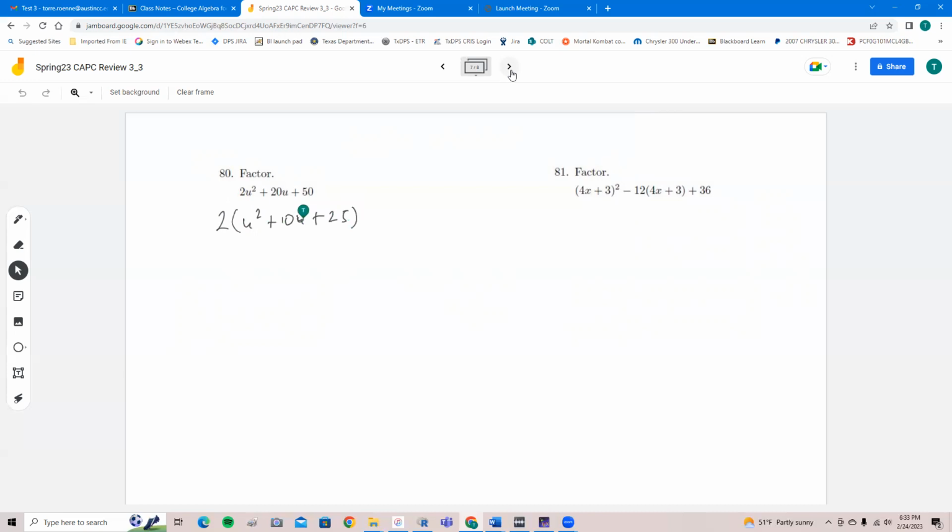Now, pretty much the only option is the AC method. So in that case, the leading coefficient is 1. The B coefficient is 10. The constant one is 25. A times C is 1 times 25. Factors of 25 that add up to 10: 5 and 5. So let's split the middle term.